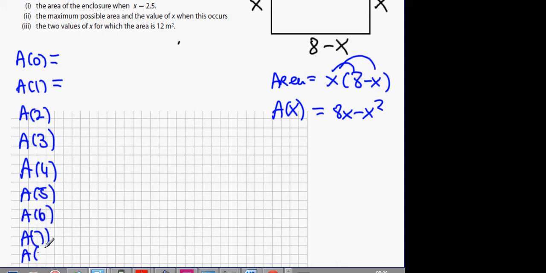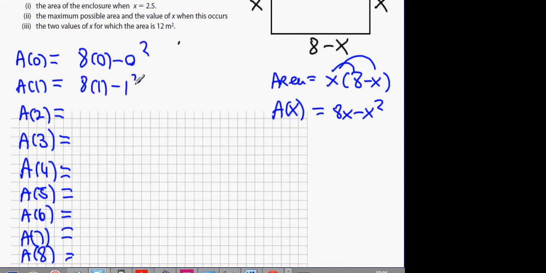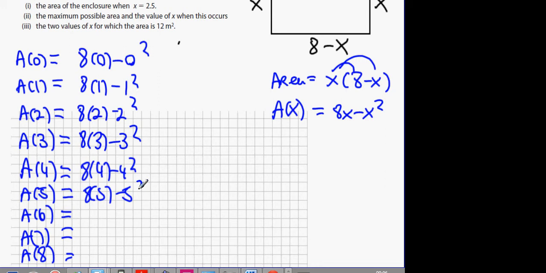Now what do I have to do now? Anywhere I put the number, I replace x with that number. So you get 8 times 0 minus 0 squared, 8 times 1 minus 1 squared, 8 times 2 minus 2 squared, 8 times 3 minus 3 squared, 8 times 4 minus 4 squared, 8 times 5 minus 5 squared, 8 times 6 minus 6 squared, 8 times 7 minus 7 squared, and finally 8 times 8 minus 8 squared.